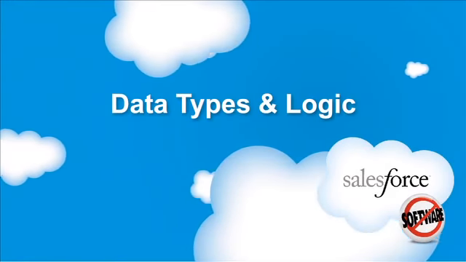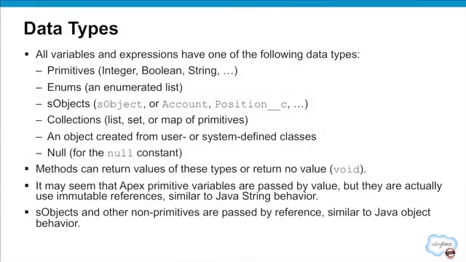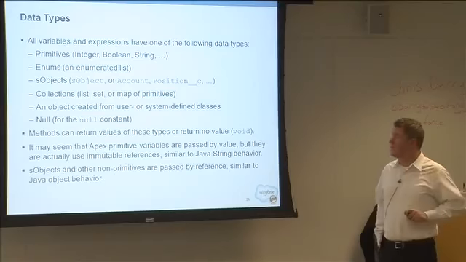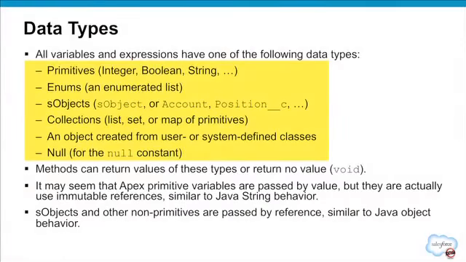We'll jump into our next topic, which is data types and logic. There's a number of different data types that you'll see within Apex, and these are the general classifications. You got primitives, you got enumerated lists. There are S-objects, whether it's the S-object parent or the concrete implementations of S-object. There are three different types of collections. There are both system classes and custom classes that you create. Those are typed. Null is also considered its own type.